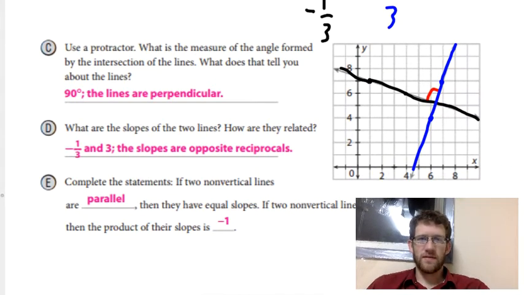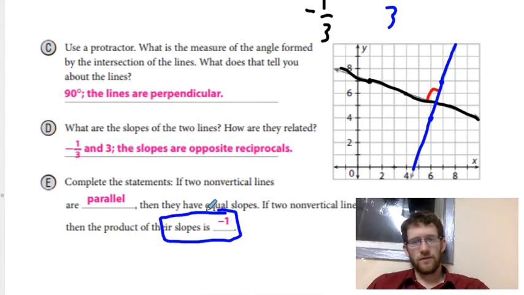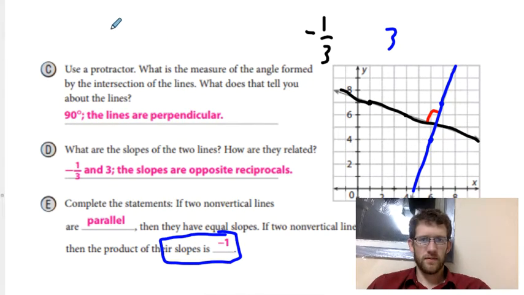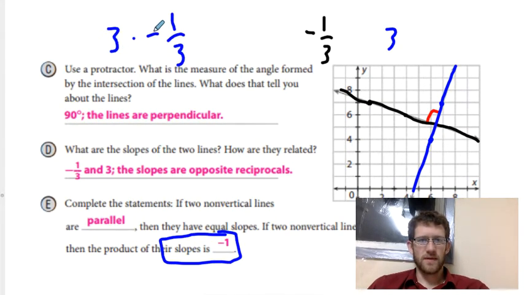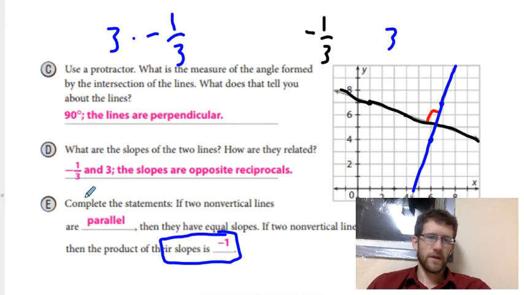The way they like to define these opposite reciprocals is the product of their slopes is -1. So if you were to multiply 3 and -1/3, the 3's would cancel and you would be left with a -1.